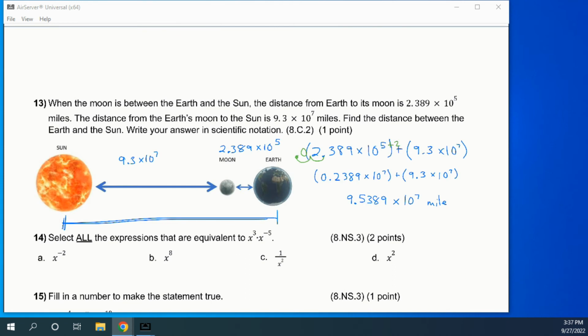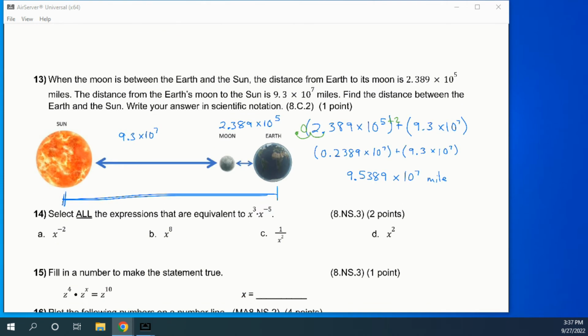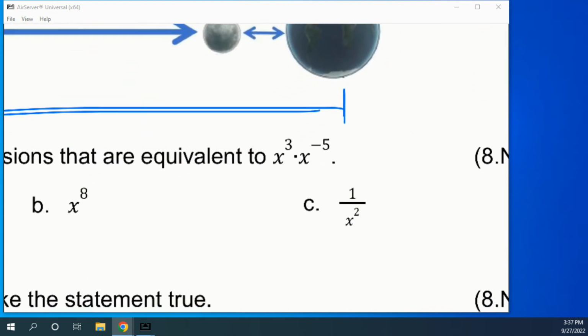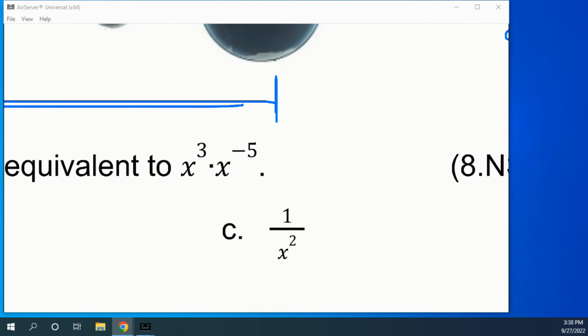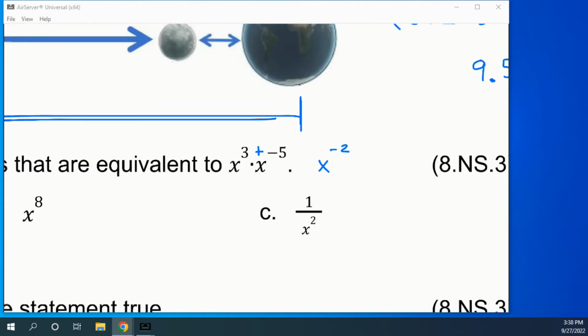Okay. All right, number 14, select all the expressions that are equivalent to x to the third times x to the negative fifth. Okay. I'm just going to kind of show my work to the side here. Before I even look at my answers, I want to make sure that I do this right. So x to the third times x to the negative fifth. We want to simplify this and see how else we could write it. Since I have the same base and I'm multiplying between these, you can add the exponents. So I'm going to take 3 plus negative 5, which would get me x to the negative second power.